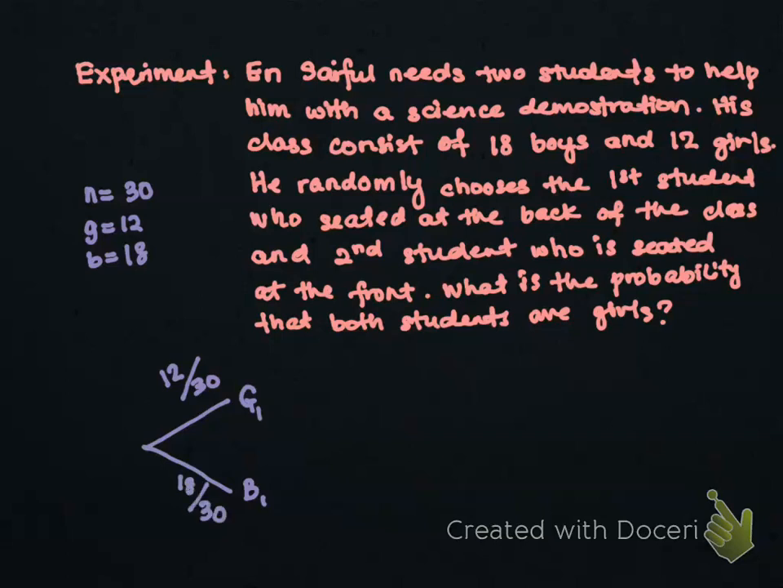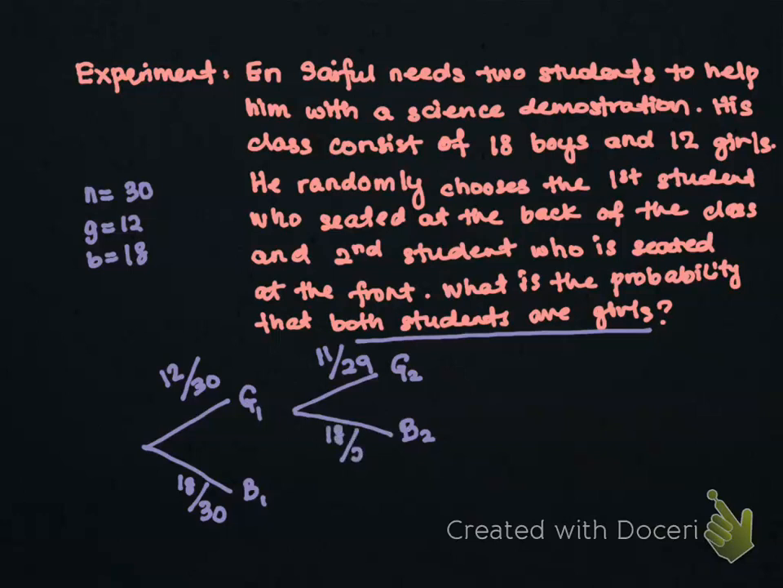Now, let's say the first one you chose is a girl. For the second event, here I put it as G2, will be either girl or boy. Once you have picked the first girl, the number of girls on the second event will reduce, so here you will have 11 over 29. In this situation, for boys, the number of boys remains the same except for the denominator, so it will be 18 over 29.